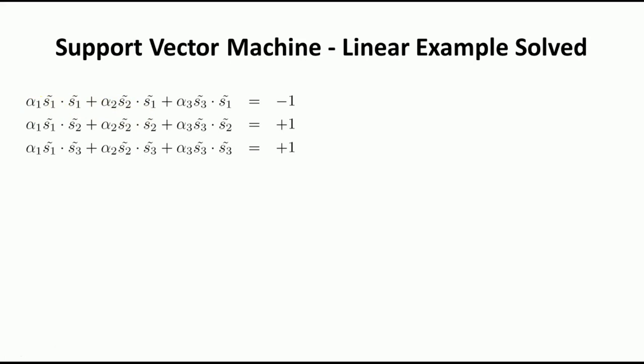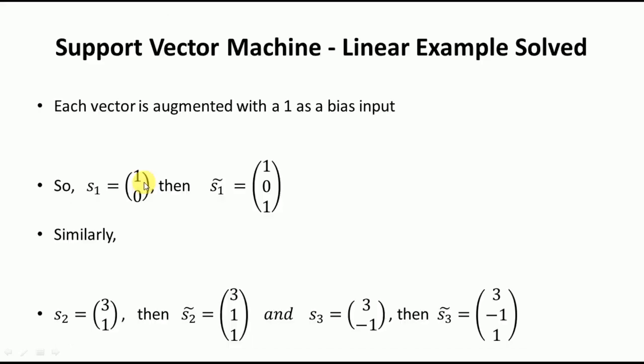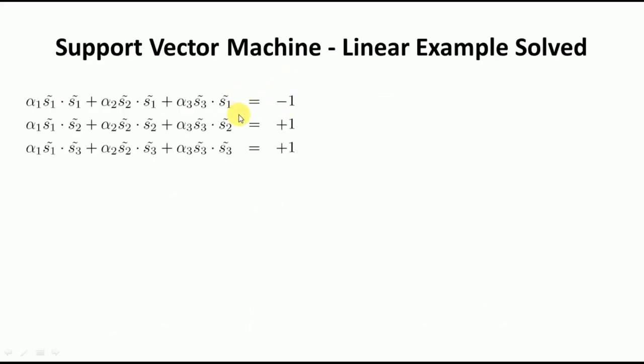To calculate alpha 1, alpha 2, alpha 3, we can use this equation: alpha 1 S1 tilde dot S1 tilde plus alpha 2 S2 tilde dot S1 tilde plus alpha 3 S3 tilde dot S1 tilde. If you notice this equation, S1 is common, and S1, S2, S3 are used for writing it. S1 is present on the negatively labeled side, so we equate this equation to minus 1.